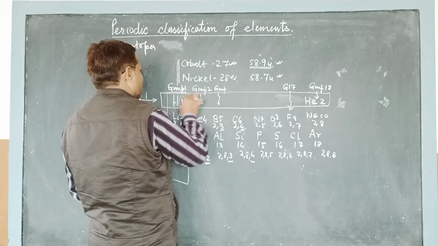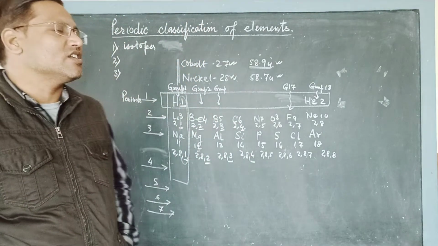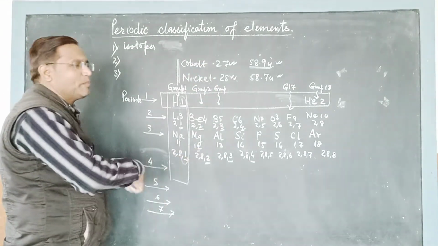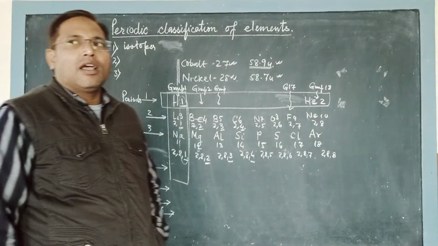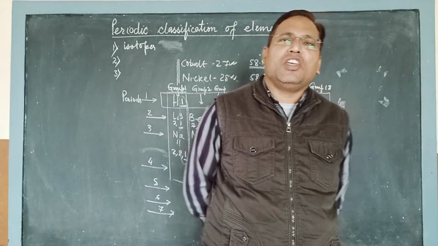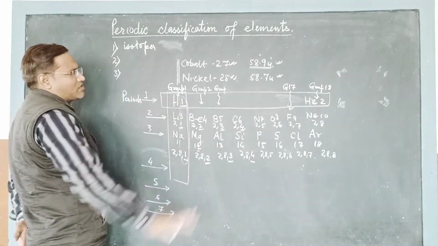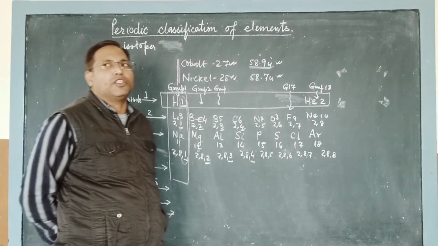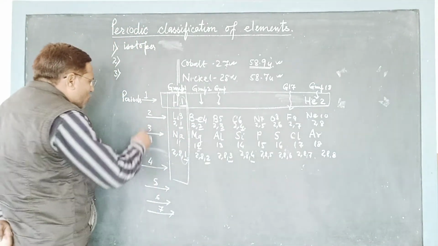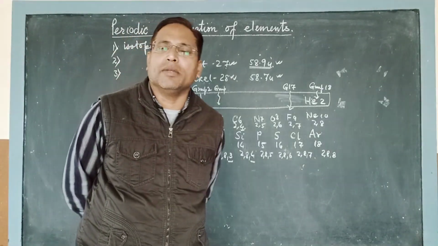So in your book you can refer to the periodic table chart given there, where the elements are arranged in such a way that there are 18 groups and 7 periods. In this periodic table, period number 1 has 2 elements, and this period is known as the very short period. Why? Because only 2 elements are there. Periods number 2 and 3 are known as short periods. There are only 8 elements arranged in them.